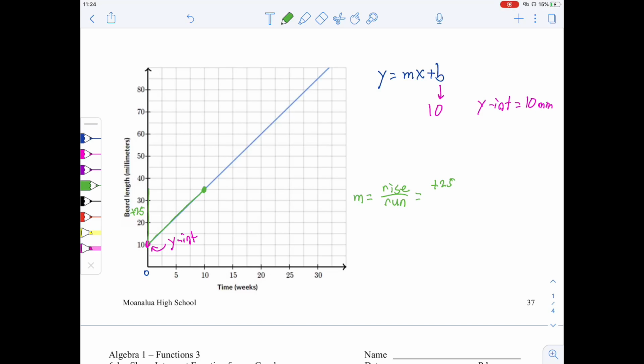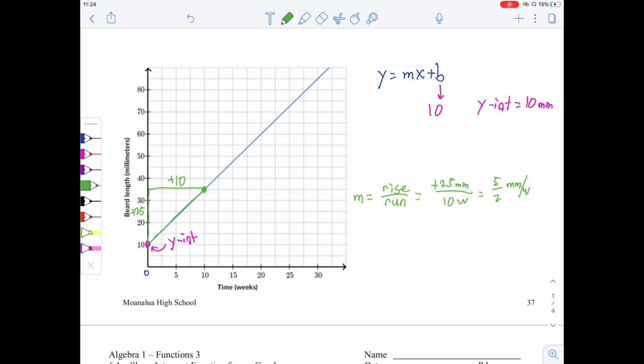So positive 25 millimeters. And then we ran 10 weeks, right? 10 weeks right there. So this is positive 10. So that's our rise over run, 25 over 10. And then we simplify that, divide the top by 5, we get 5, divide the bottom by 5, we get 2. So 5 over 2 millimeters per week.